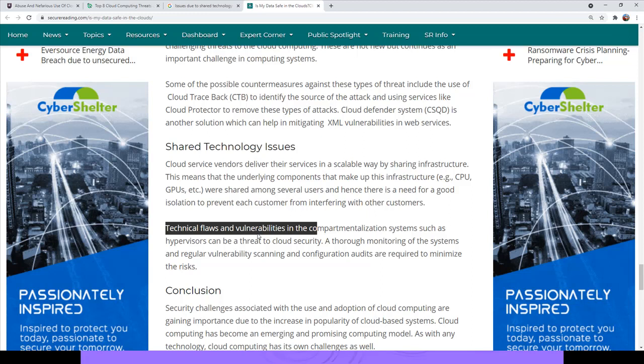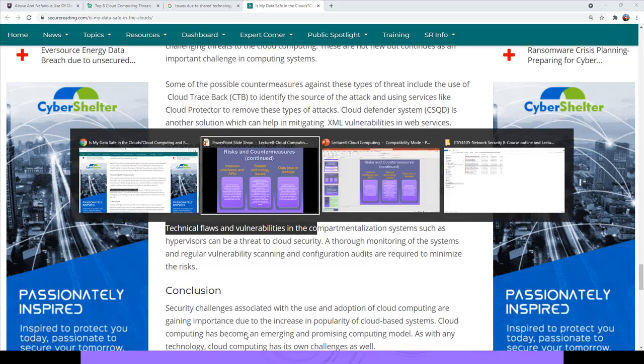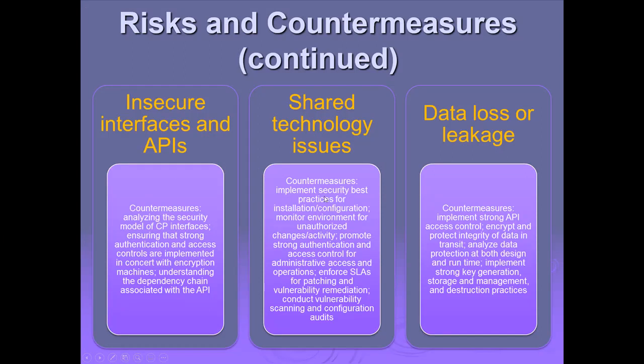However, virtual machines and everything are technologies. If there are any flaws or vulnerabilities, that can lead to some kind of attacks. So it is very important to monitor the system and do regular vulnerability scanning to check for vulnerabilities, and also look at configuration so that a user doesn't cross the boundary and try to access other users' resources. So what are the different ways to mitigate these kinds of issues, the countermeasures? These are very generic in nature.